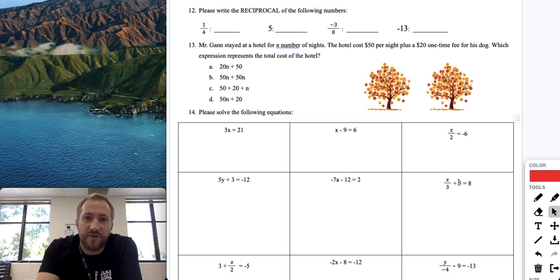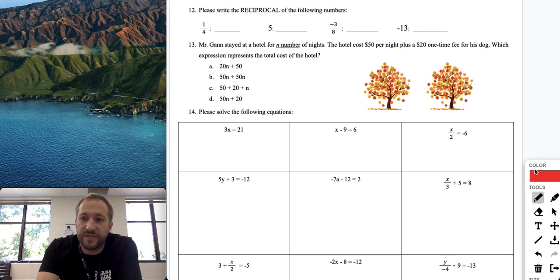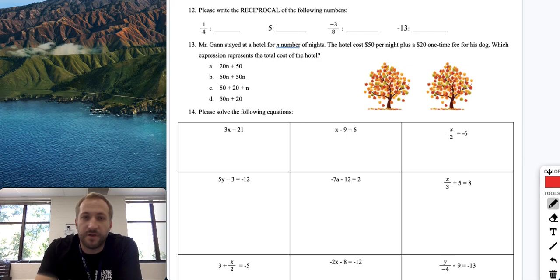Let's look at number 12 right here. Please write the reciprocal of these numbers. Whenever we talk about the reciprocal, that's just where we flip the fraction, all right? So the reciprocal of 1/4, I'm going to put the bottom number on the top and the top number on the bottom. So now this reciprocal is 4 over 1. But remember, any number over 1 is just a whole number. So this is really just 4.